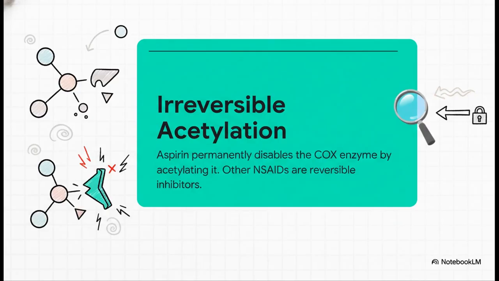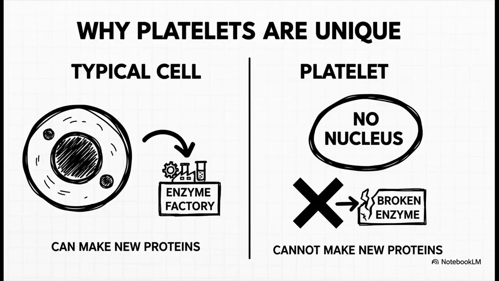All those other NSAIDs we talked about, they are reversible inhibitors. They bind to COX, block it for a bit, and then they let go, and the enzyme is fine. Aspirin is totally different. It forms a permanent covalent bond. It acetylates the enzyme. It doesn't just block it for a while, it permanently breaks it. So what, right? Who cares if it's permanent? Well, it matters a ton, and the reason why comes down to the platelet.